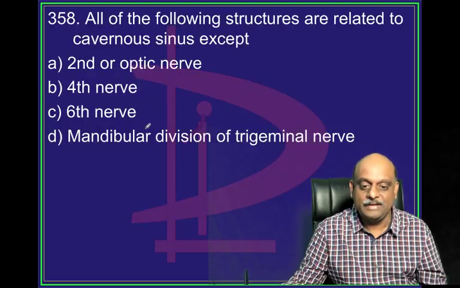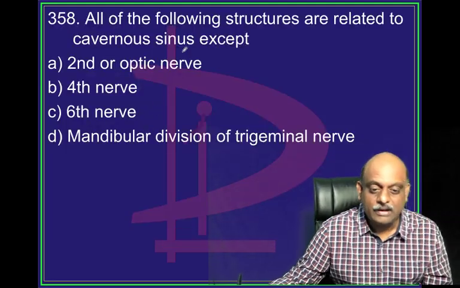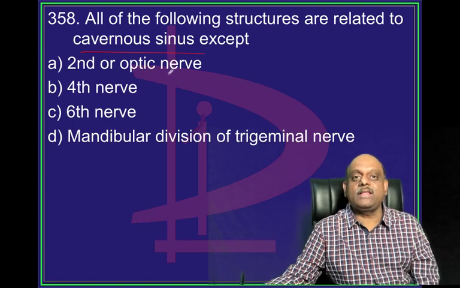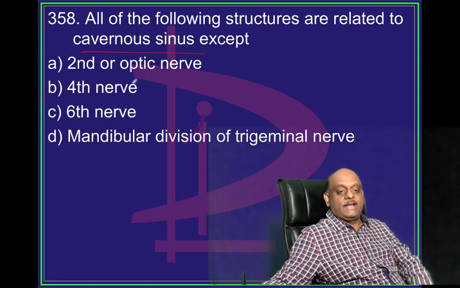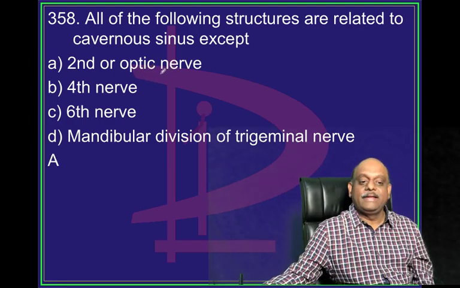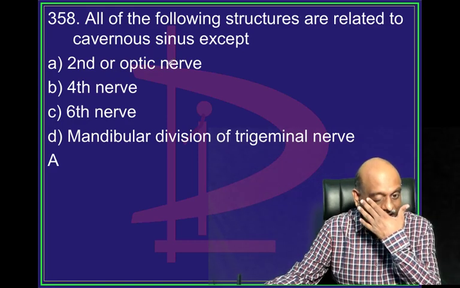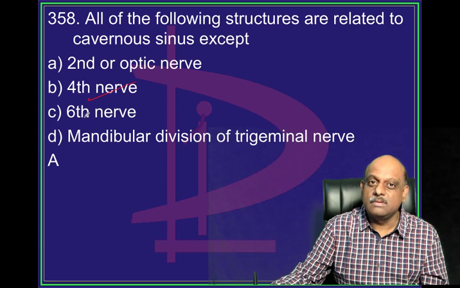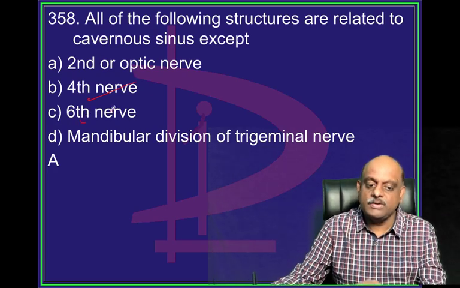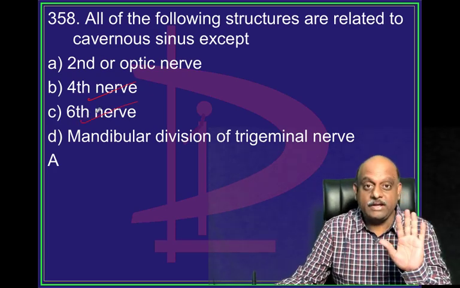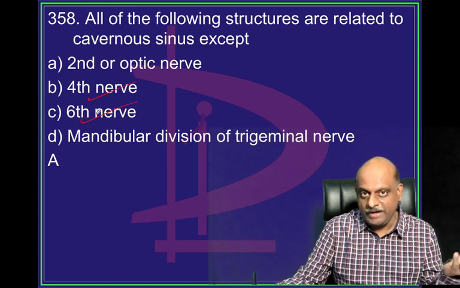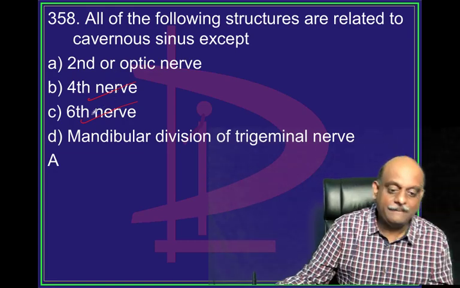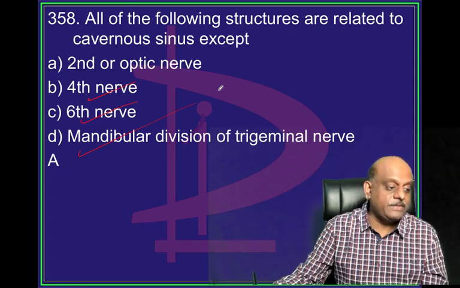But yeah. Now, doctor, cavernous sinus, what are the structures which are related to it? So, you should remember that the fourth nerve, the sixth nerve also is related. I'm not talking lateral wall or medial wall, right? And the mandibular division of the trigeminal, right?